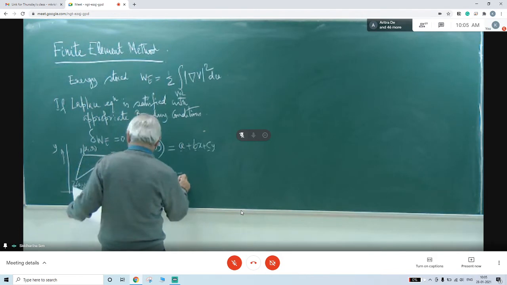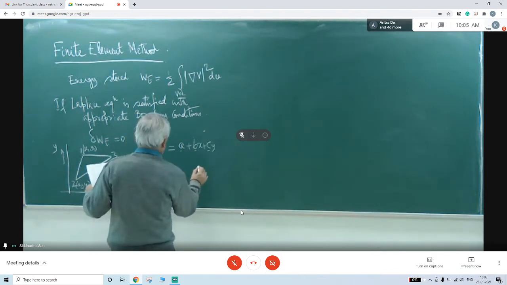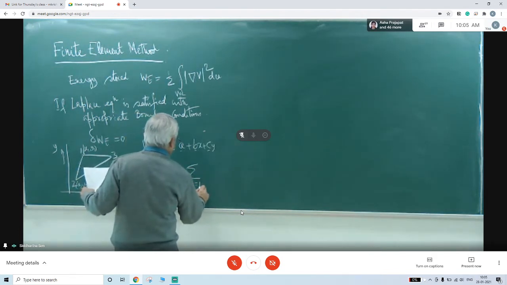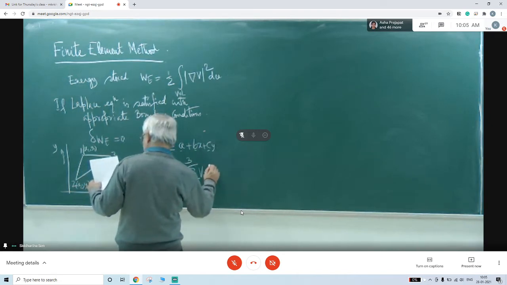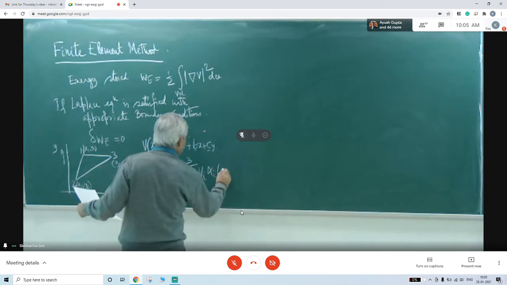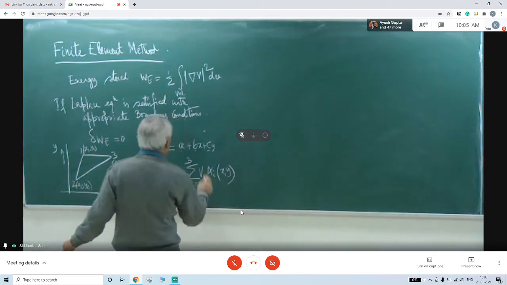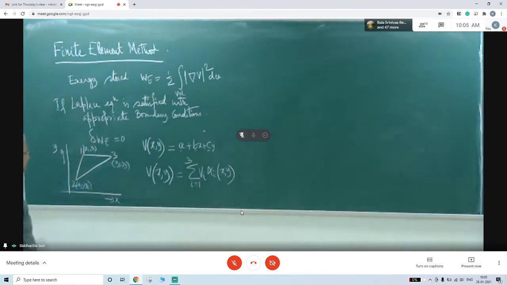is equal to the sum over i equal to 1 to 3 of Vi into alpha i of x, y. So there is some alpha function and we have given some alpha function like this.